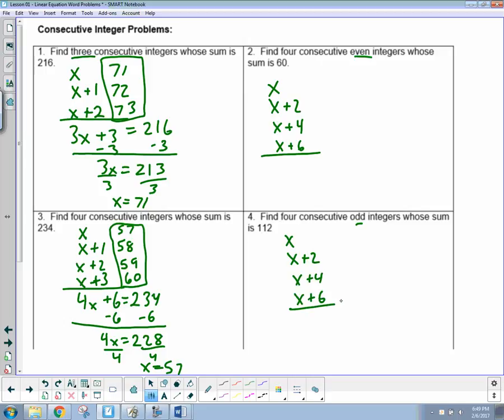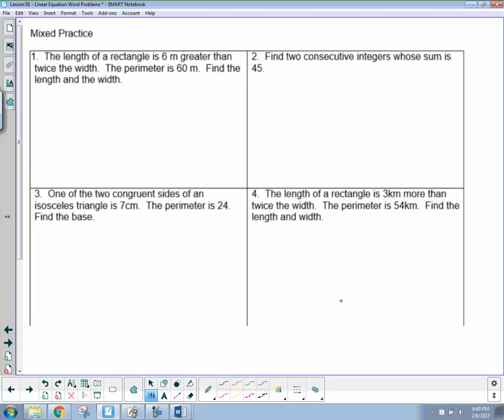Mixed practice. Length of a rectangle 6 meters greater than twice the width. The perimeter is 60 meters. Find the length. Okay? So 2w plus 6. 2w plus 6. W's on the side. Count your W's. 1, 2, 3, 4, 5, 6. 6 W's plus 6 and 6 is 12.